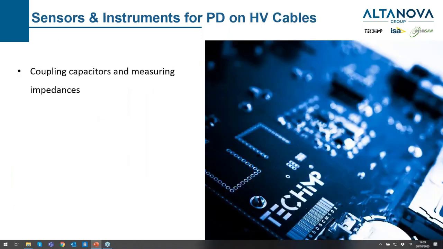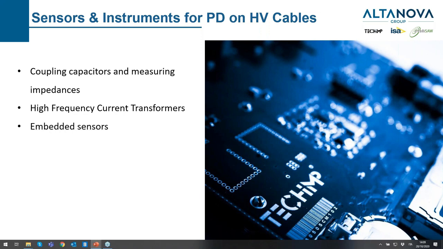So let's now go to the second part of this webinar, where we are going to study the sensor instruments used for PD detection on high voltage cable. We will use coupling capacitor and measuring impedances. We will use high frequency current transformer. We will use embedded sensor in the high voltage cable accessories. And we can also have external sensors such as flexible magnetic couplers and UHF antenna in some cases.